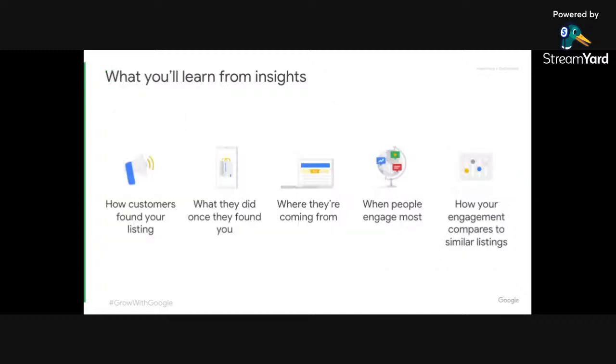What you learn from insights is how customers found your listing, what they did once they found you, where they're coming from, when people engage the most, and how engagement compares to similar listings, especially when it comes to photo engagement. At the end of the insights section, Google will show you percentages of how many visits your photos get compared to customers in the same category. So if you're in the category of dentists, they'll say, hey, your photos actually got 40% more interaction than those of your competitors in the same category of dentistry. So that's also a very, very cool tool and insight to look at.